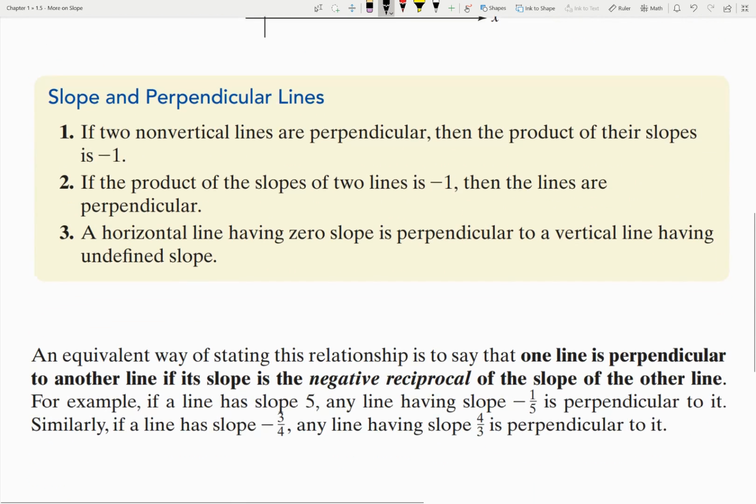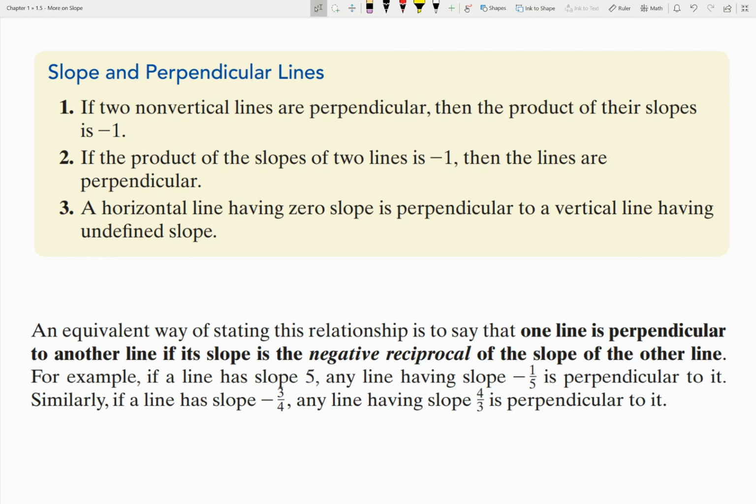So here's my theorem right here. If two non-vertical lines are perpendicular, then the product of their slopes is -1. And then the opposite is also true. If the product of the slopes is -1, then the lines are perpendicular. And then a horizontal line having 0 slope is perpendicular to a vertical line having undefined slope.